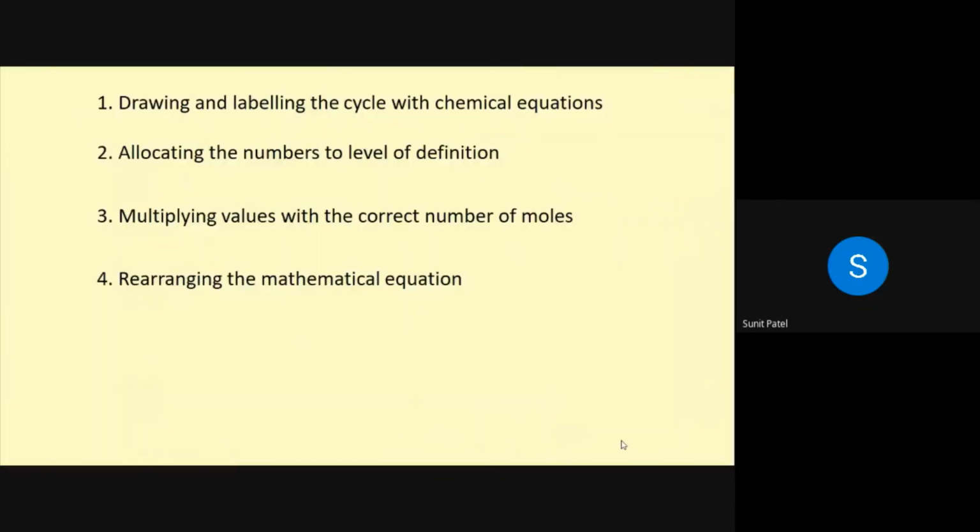Right, let's just recap over everything we've done today. We've done quite a lot. So we've gone through drawing and labeling these thermochemical cycles using chemical equations, allocating numbers according to the definitions, okay, and multiplying the values where appropriate according to those definitions in terms of moles. We've then rearranged the mathematical equation to then give us the answers. With all this in mind, let's have a go at it.